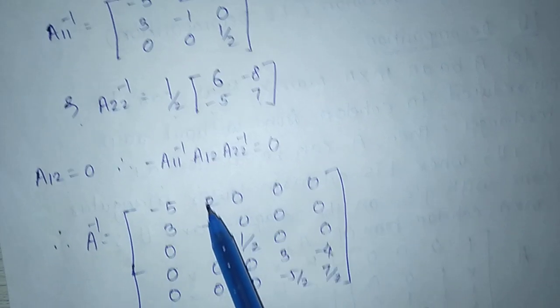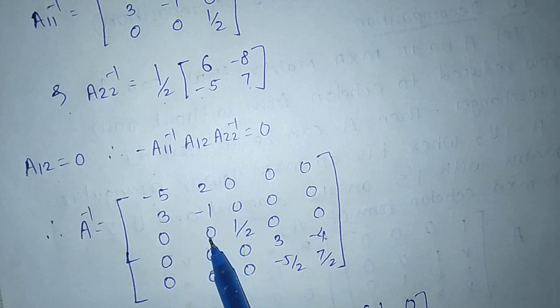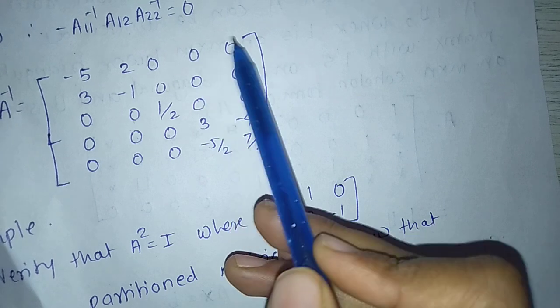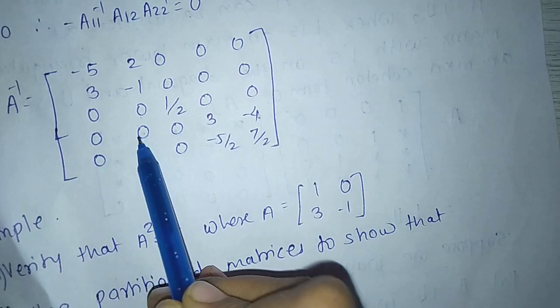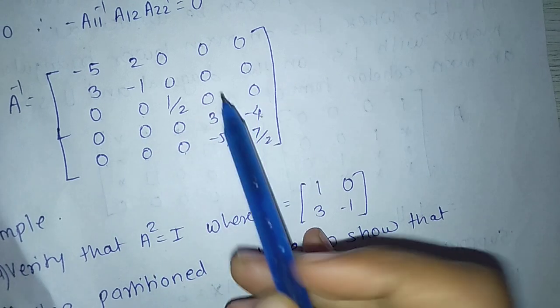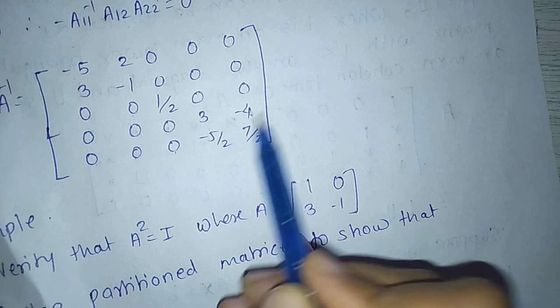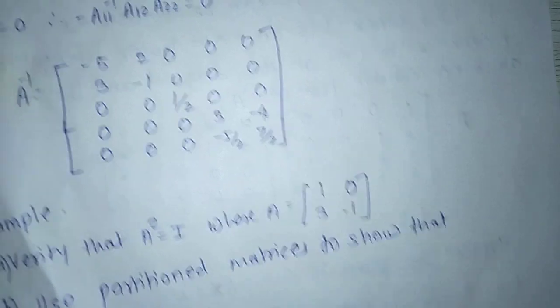Therefore A inverse equal to, first A11 inverse is minus 5 2 0 3 minus 1 0 0 0 1 half. Next entry 0 0 0 0 0 0. This is also 0 0 0 0 0 0. Next entry is A22 inverse 3 minus 4 minus 5 by 2 7 by 2.